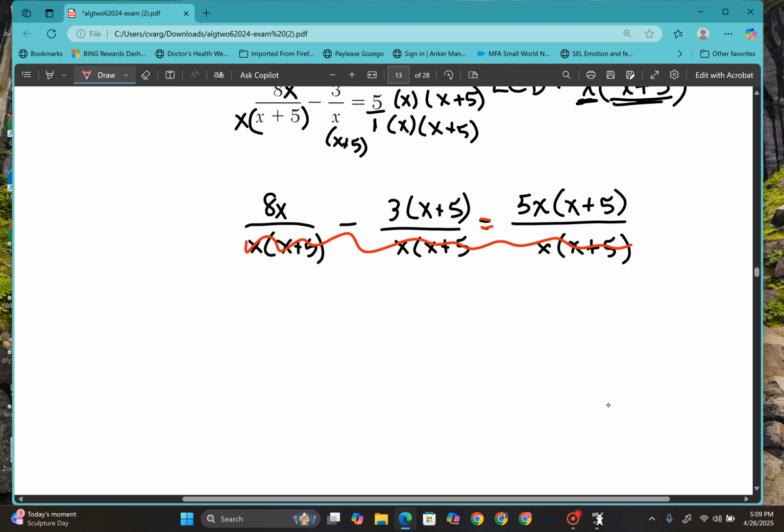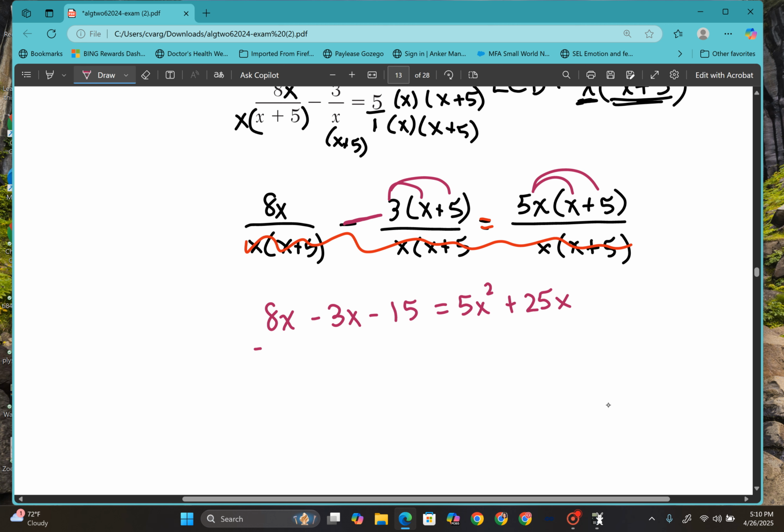So we have 8x minus, this is distributive property, so 3 times x is 3x. This is negative 3, so negative 3 times x is negative 3x, and negative 3 times 5 is negative 15, is equal to 5x. So times x is 5x squared, and 5x times 5 is plus 25x. All right. So now we're cooking with gas. So now we have to get everything over to one side.